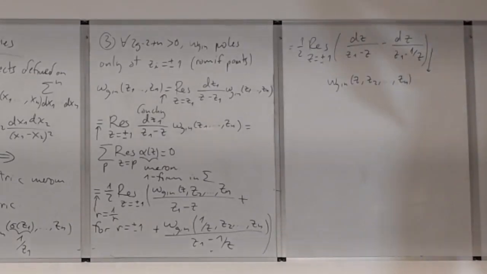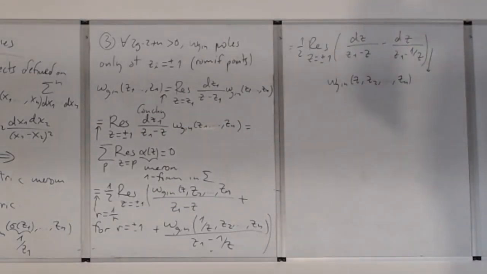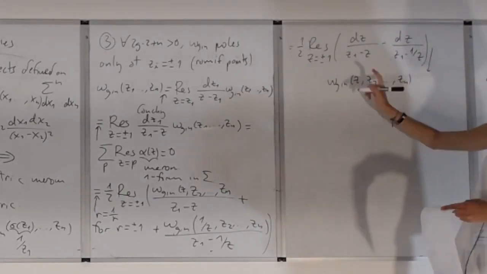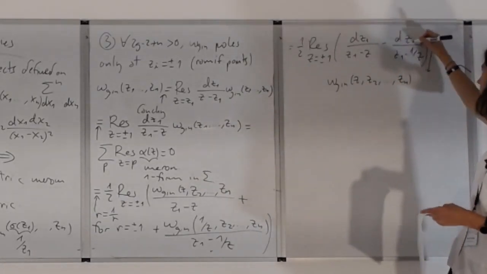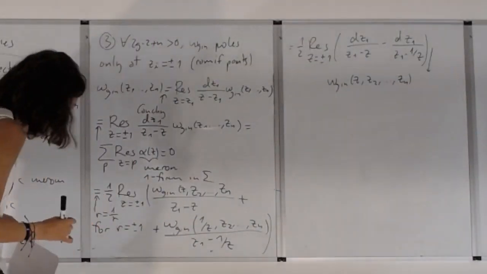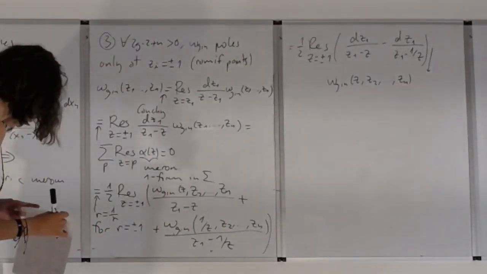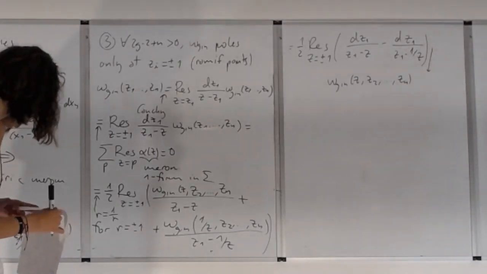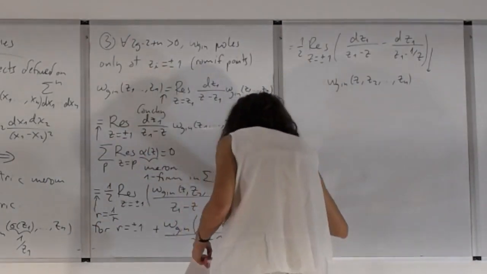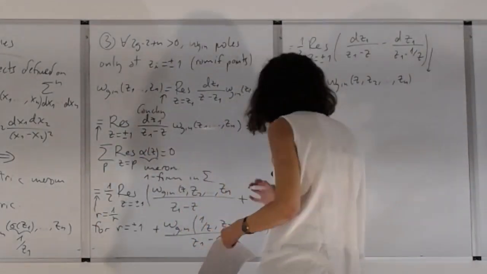Sorry, I'm making a mess with the differentials. So, okay, we have the dz inside in here. So this was dz1. And here, where did the dz1 go? I just didn't write it. Okay.